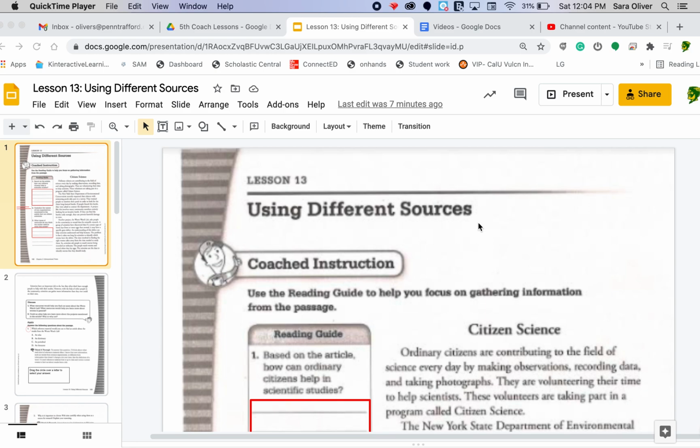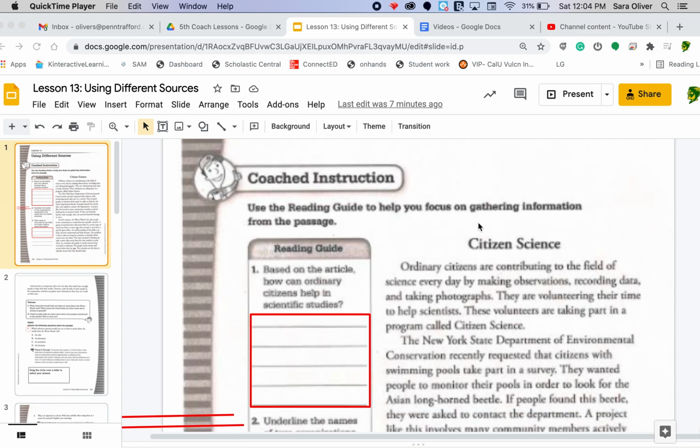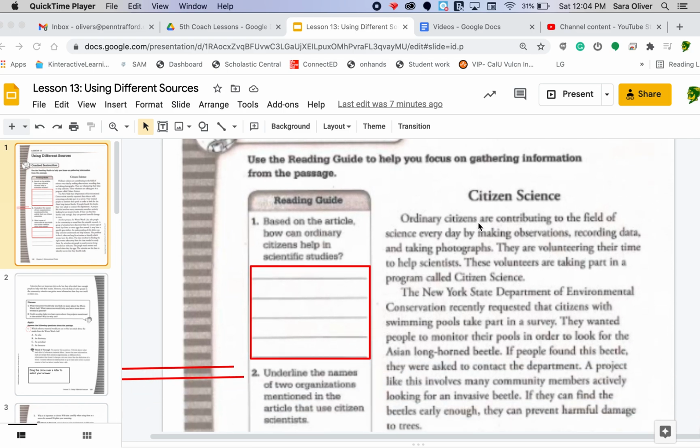When you are using information from someone else, you need to cite it, which means you give them credit for what you're using. I'm going to read you a passage called The Citizen Science, and I want you to be looking for maybe some places that this writer got other information. It wasn't their thought. It wasn't what they researched. They got it from someone else, but they're using it in their writing to support their idea.